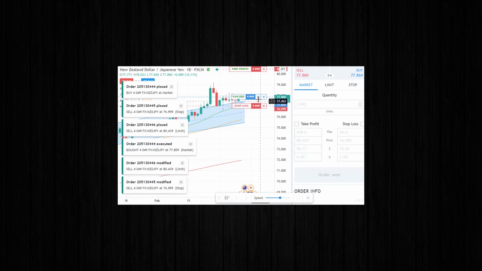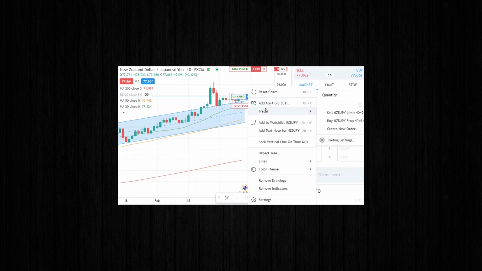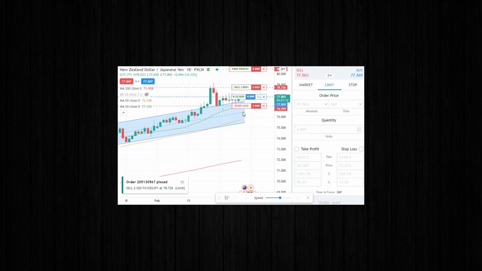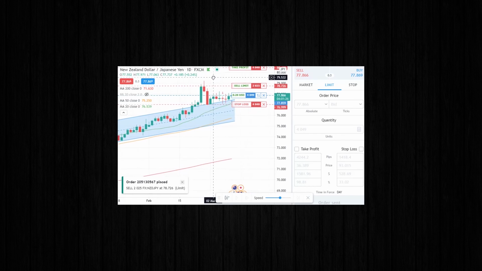Now for my TP1, I take that number I copied. It's going to be somewhere up here. I right click, trade, and do a sell limit. So I just paste that number in. I cut the units in half because that's the amount of units I have, roughly 4,050. So that'd be 2,025 is half. And I put a sell limit there. That's it.